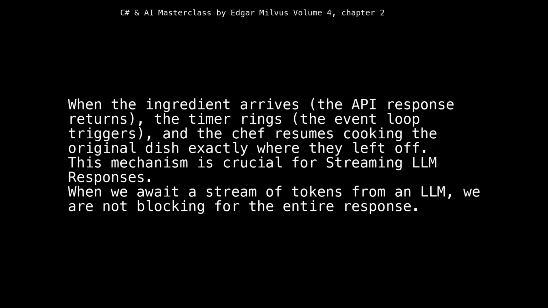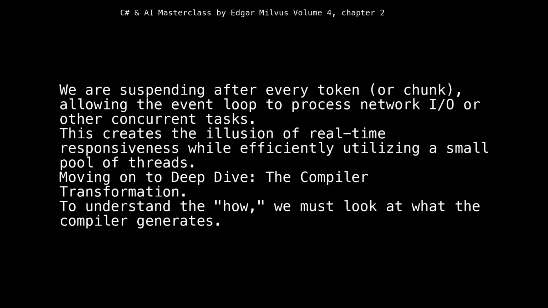This mechanism is crucial for streaming LLM responses. When we await a stream of tokens from an LLM, we are not blocking for the entire response. We are suspending after every token or chunk, allowing the event loop to process network I/O or other concurrent tasks. This creates the illusion of real-time responsiveness while efficiently utilizing a small pool of threads.